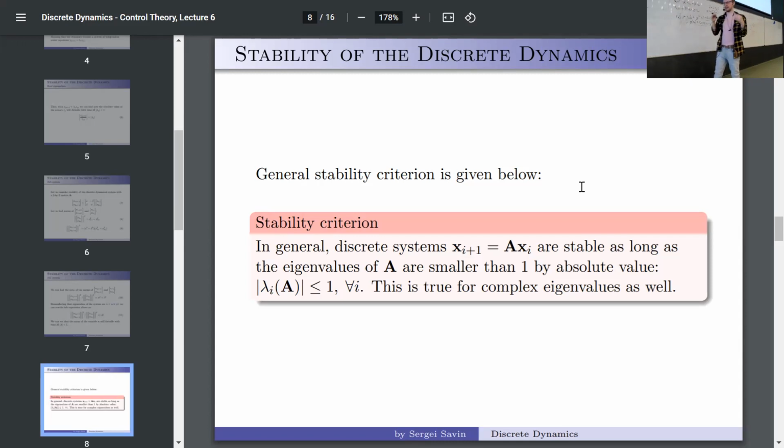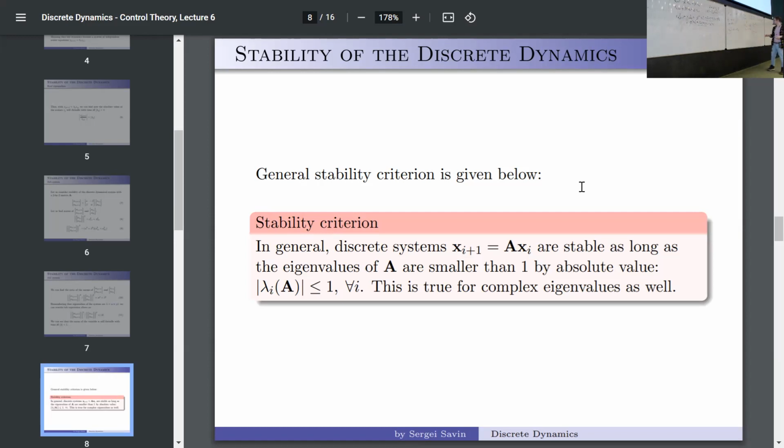So the final result is that discrete linear systems are asymptotically stable if and only if all eigenvalues of the system are strictly less than 1 by absolute value. They are marginally stable if at least one eigenvalue is equal to 1. They are unstable if at least one of the eigenvalues is bigger than 1.